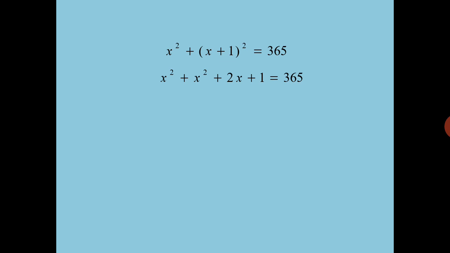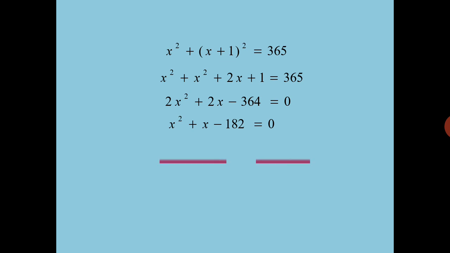Then you can add x square and x square. Further it gets simplified to 2x square plus 2x minus 364. Now this entire equation can be further simplified because all the three terms are even numbers, multiples of 2. So divide the entire equation by 2 and get the simplified form. The simplified form is x square plus x minus 182. And when you solve it, you get these two solutions.